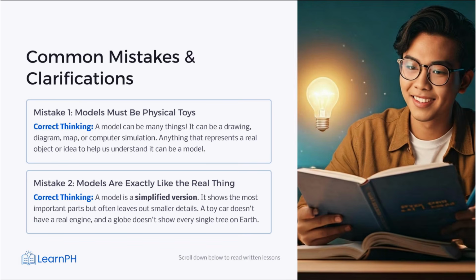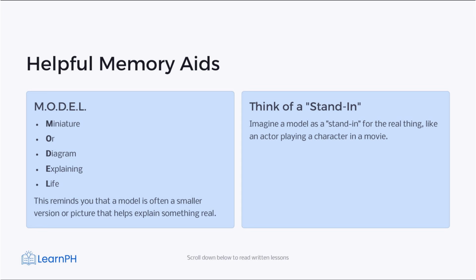Models aren't just physical toys, they can be drawings, diagrams, or simulations. They represent real objects or ideas to aid understanding. Remember, models are simplified versions, highlighting key aspects while omitting finer details. A toy car lacks a real engine, and a globe doesn't depict every tree on Earth. Models serve as stand ins for real objects or concepts, much like actors in a movie.